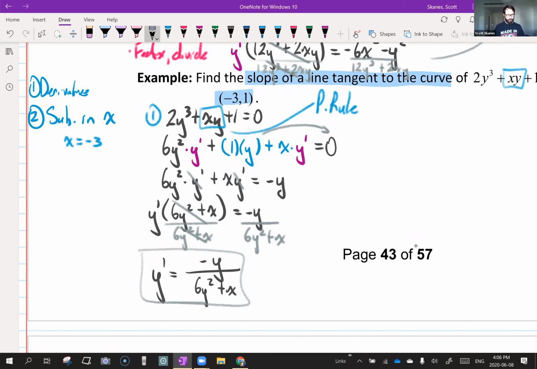And we're done. Well, we're not done. We've done the first step. There's 2 steps in this question. We've done the derivative.